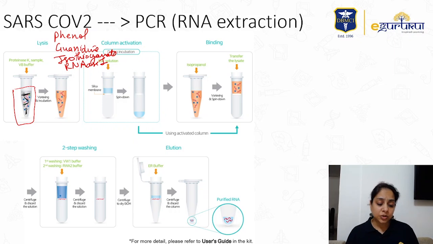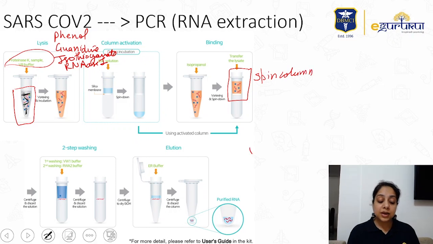Phenol, guanidine, isothiocyanate are all going to lyse everything extra that we don't want other than the RNA. The proteins, it's going to degrade all those things. It is left at room temperature for some time, and then vortexing is done. Then if you can see here, what is this? This is the spin column. This entire sample is poured over the spin column.